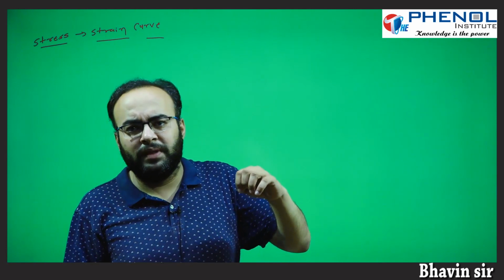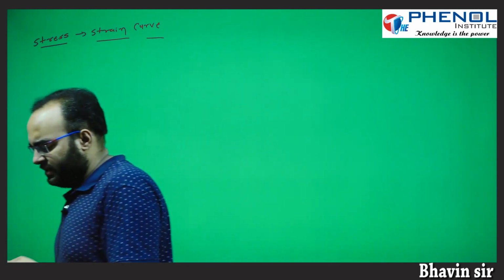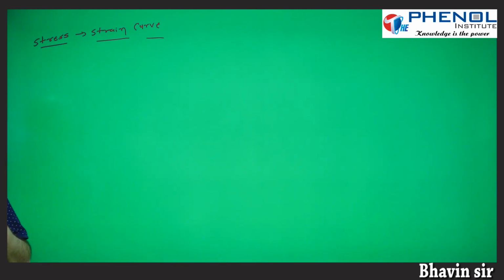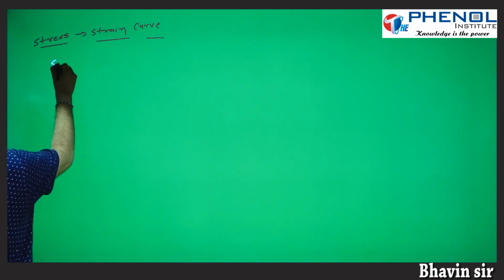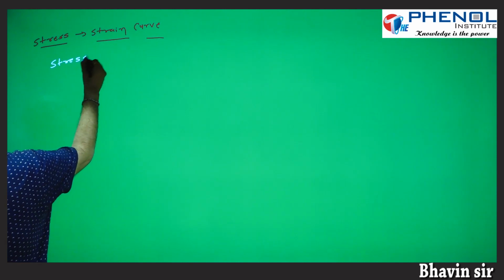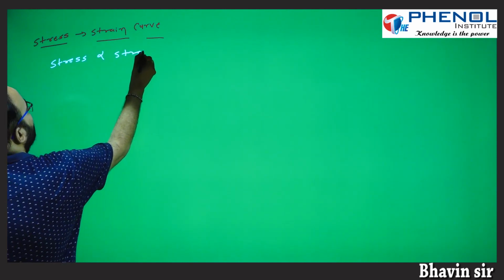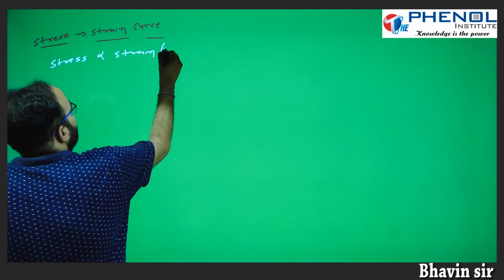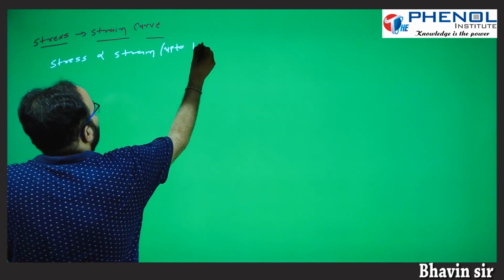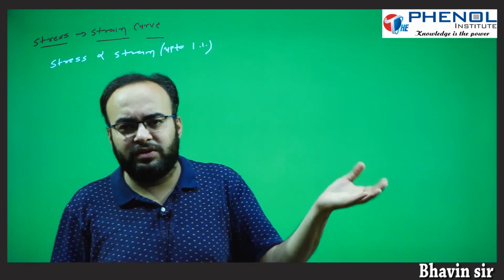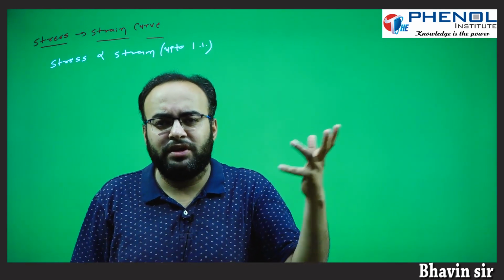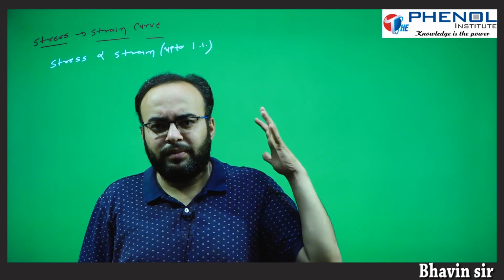As we know, stress and strain follow Hooke's law. According to Hooke's law, stress is proportional to strain up to 1%. Stress means what? Restoring force per unit area. Strain means what? Change in length upon original length.